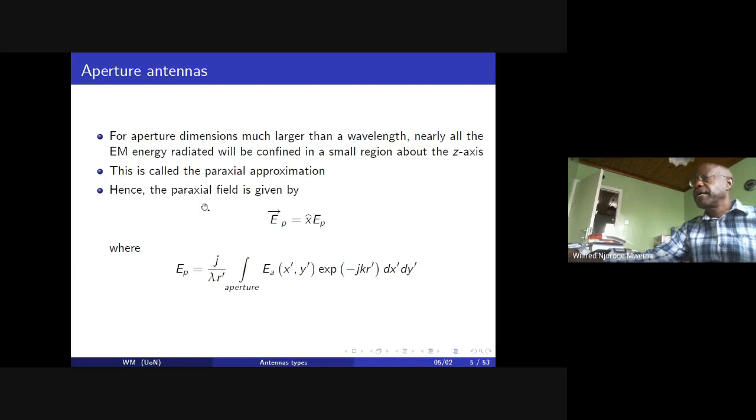And hence, the paraxial field is just going to be given by E of P equal to x cap multiplied by E of P, where E of P is just given by the integral over the aperture of the field in the aperture, at a given point x prime, y prime, multiplied by the exponent of minus j k r prime, where r prime is of course the distance of the field point from the element of area that is contributing to the electric field at the field point, and multiplied by, of course, the element of surface area dx prime dy prime.